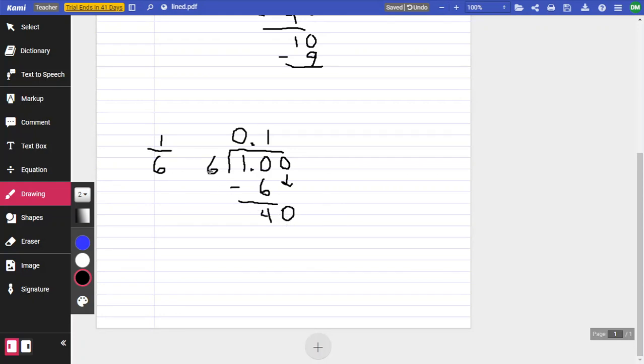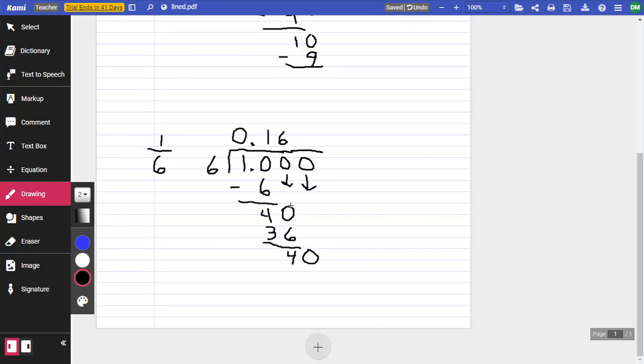Okay, so 6 goes into 40 6 times because we know that 6 times 6 is 36 and 6 times 7 is 42, so it's in between them there. So 6 times 6 is 36. We do have a 4 left over. Bring another 0 down. And we have 40 again.